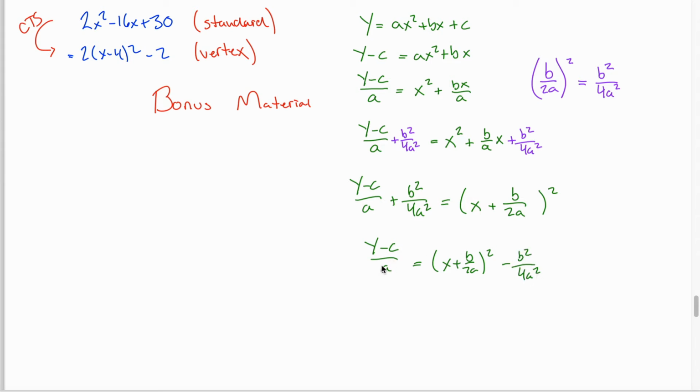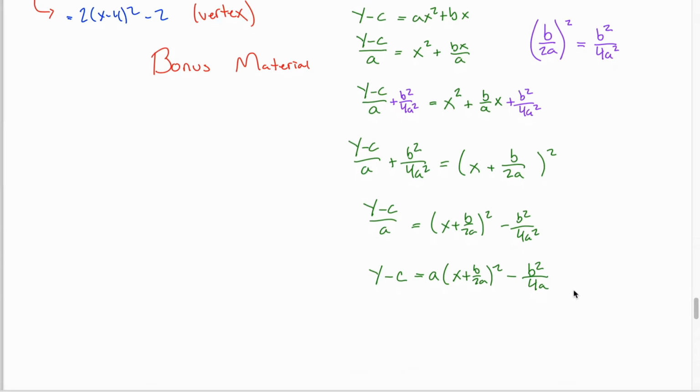And then, if I want to get rid of this a, multiply both sides of the equation by a. That leaves me with y minus c equals, my a has to hit this term and it has to hit this term. So I would have a times x plus b over 2a squared minus a times b squared over 4a squared. But I can take the a that I'm multiplying over here and one of these a's in the denominator and cancel those out, and that leaves me with b squared over 4a over here. Finally, I add c to both sides of the equation, and that gives me y equals a times x plus b over 2a squared minus b squared over 4a plus c.